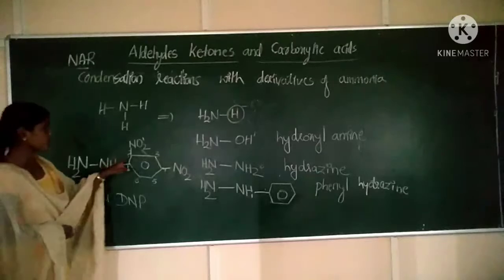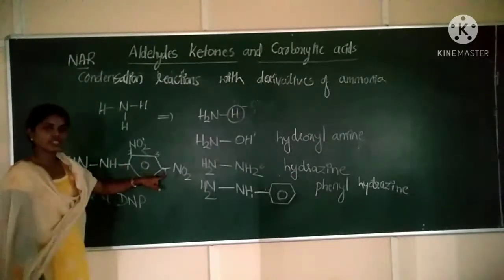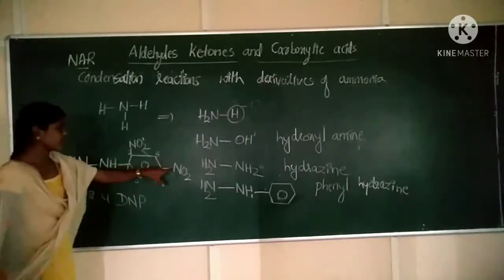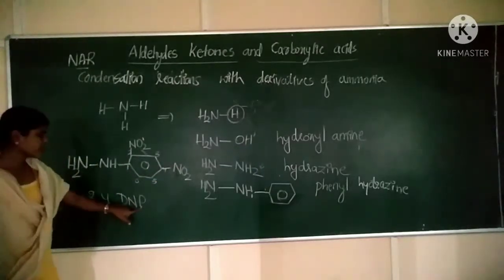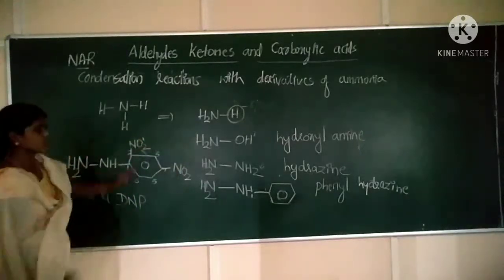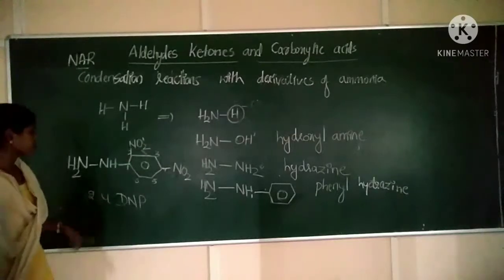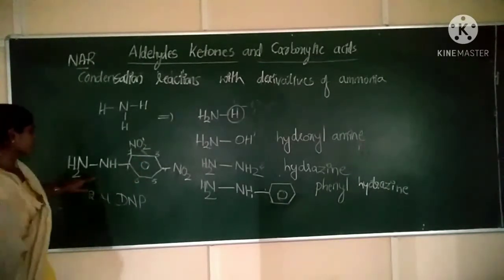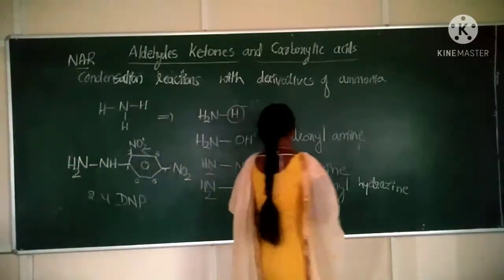Look at here. 2 and 4 are the positions of the nitro groups. D means dinitro, P means phenyl. Now, if I remove the NO2 groups, it is the same as phenylhydrazine. Clear? So the name for it is 2,4-DNP, 2,4-dinitrophenylhydrazine.